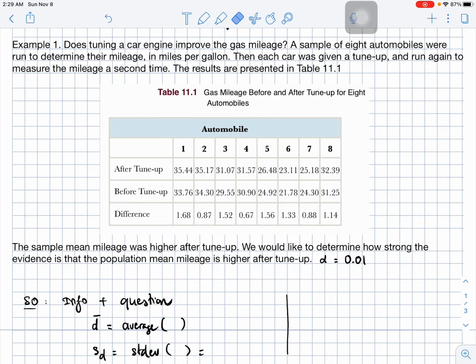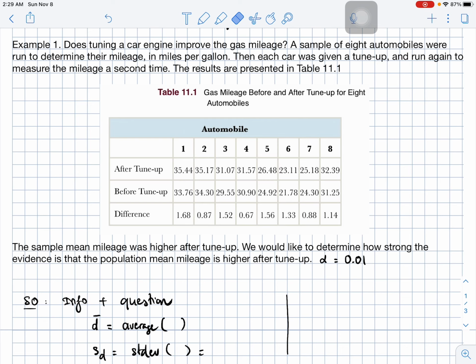Example number 1. Does tuning a car engine improve the gas mileage? A sample of 8 automobiles were run to determine their mileage in miles per gallon. Then each car was given a tune-up and run again to measure the mileage a second time. The results are presented in Table 11.1.